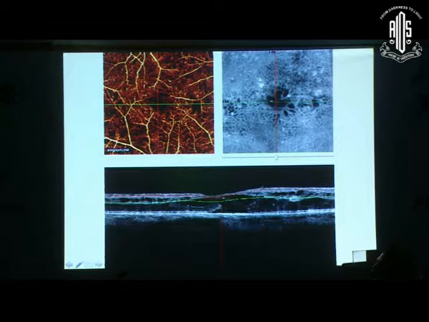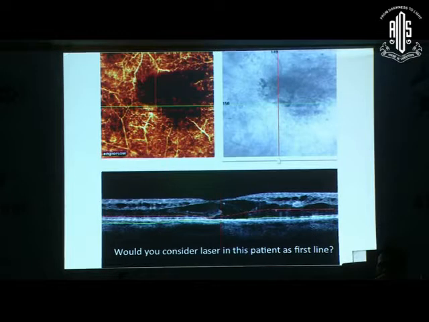So we do see the cystoid spaces, and on NFAS you can see the cystoid spaces, and you do see that these cystoid spaces are involving the center. But if you're looking at the angio-OCT, it is not showing any of those spaces. So all these multimodal images have to be combined to see exactly what you are dealing with.